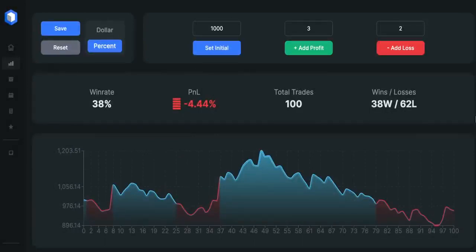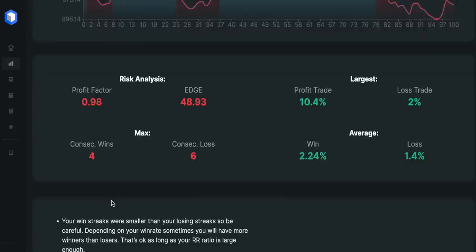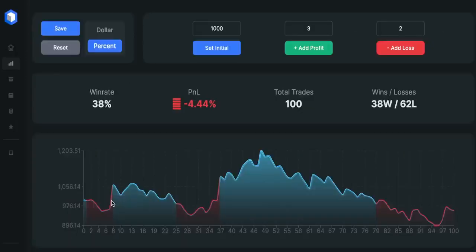The equity curve is not looking great at all, even though we did get a chance to catch some winners here and there. But again, those profits were only enough to cover the losses. The profit factor for the strategy is less than 1, which is pretty bad, and we had 4 consecutive wins against 6 consecutive losses. So in the second part of this video, I will try to actually improve the strategy so that we get at least 60% win rate.